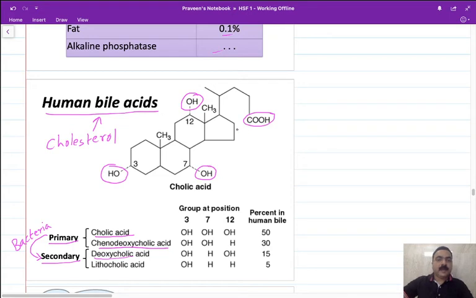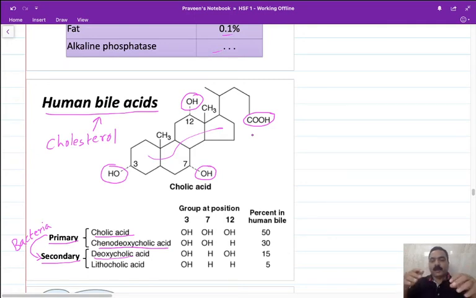Okay, so all these hydroxyl groups and the carboxyl group are water loving. Whereas the ring structure present over here, the 4 rings, is the fat loving part. The ring is called the cyclopentanoperhydrophenanthrene ring, that is the fat loving part, but the hydroxyl groups are water loving. So that is the important property of this bile acid. They have a water loving part and a fat loving part.